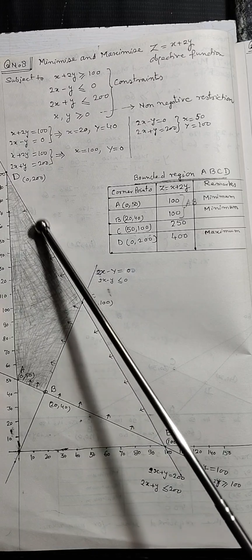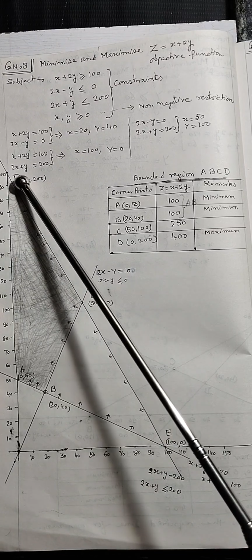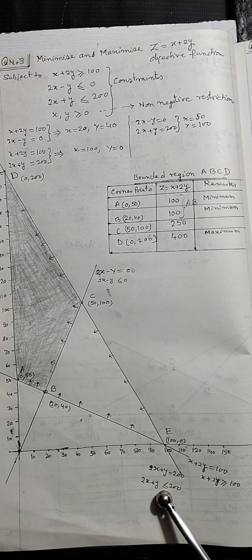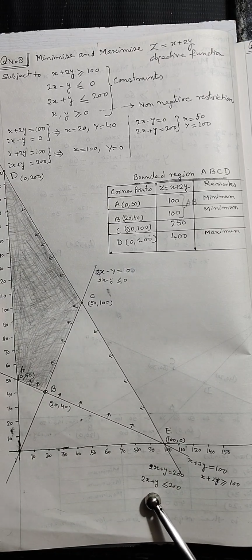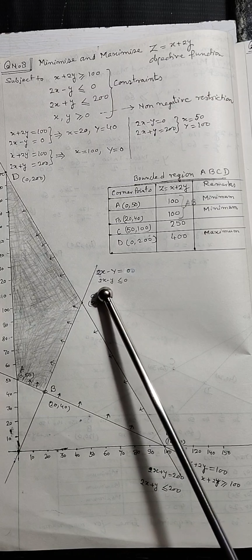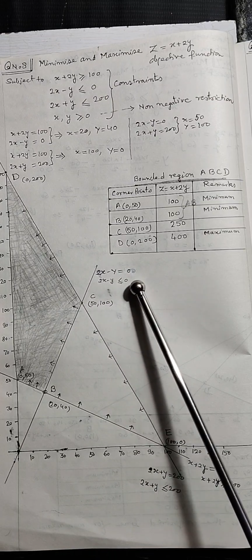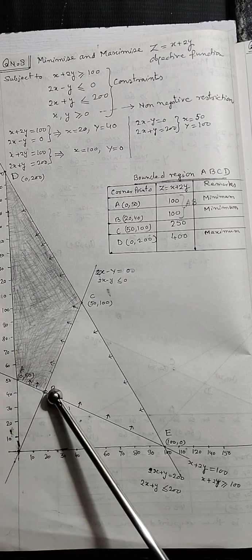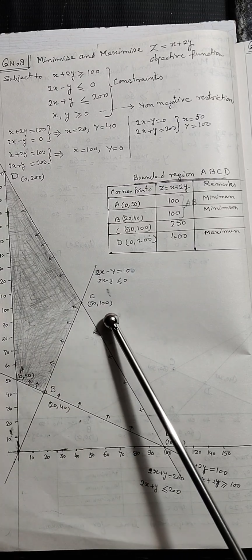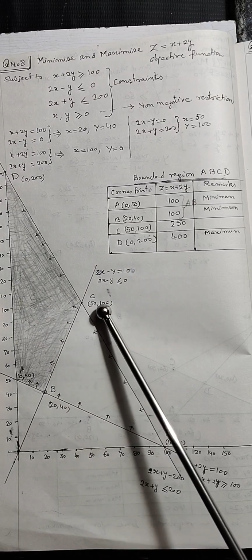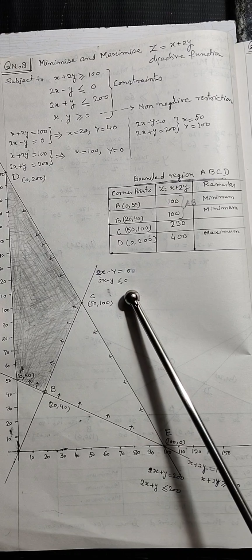This line has been drawn here, ECD. The downward arrow mark indicates the solution region of the inequation 2x plus y less than or equal to 200. Now here you see 2x minus y is equal to 0, meaning the OBC line. So the arrow mark indicates the region of 2x minus y less than or equal to 0.